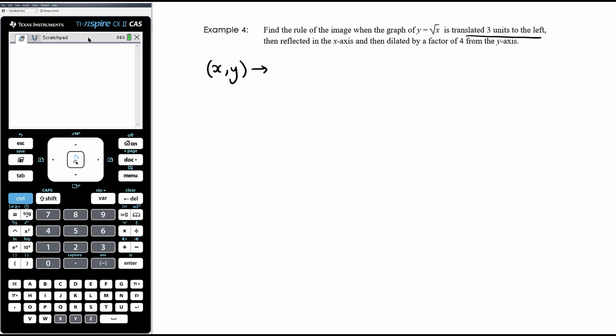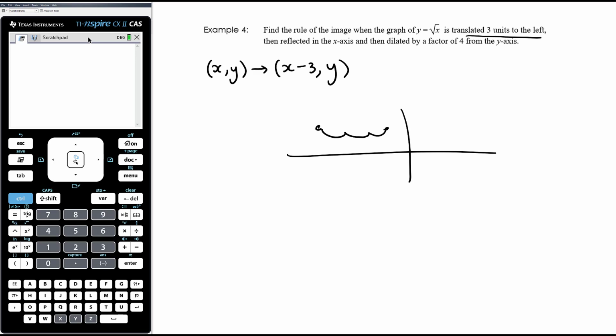Translated 3 units to the left. Okay, so we're subtracting from the x coordinate. If we're taking a point and moving it 3 units to the left, if this was (x, y), this is now (x - 3, y). Okay.